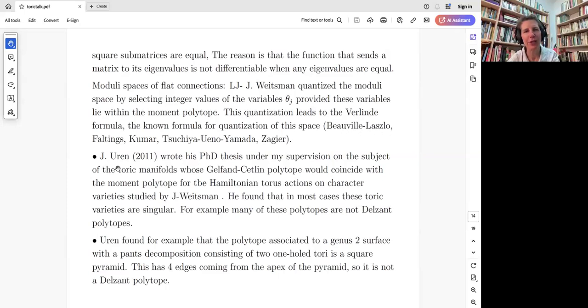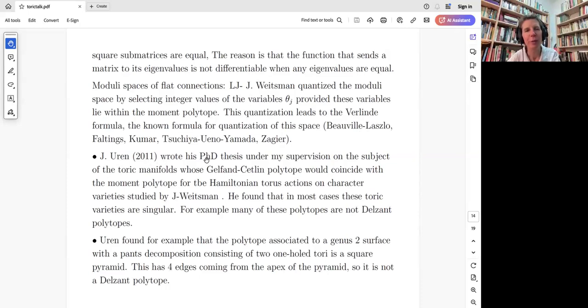Beauville, Laszlo, Faltings, Kumar, Tsuchiya, Ueno, Yamada, and Segal. They were all working with complex polarization. I emphasize that what Jonathan and I did was not a proof of the Verlinde formula, just a construction of it in terms of real polarization.